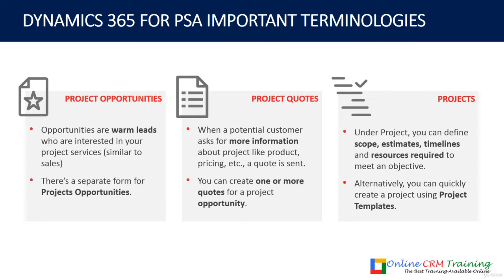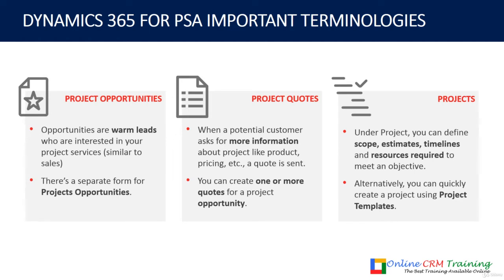The next one is projects. Under a project, you define the scope, estimates, timelines, and resources required to meet the objective. In this case, you define the scope of work. It means you define the schedule, which is also called the work breakdown structure, which has all the tasks that you will perform in executing the project, and also how much time it is going to take for each task and who will be the resource working on that particular task, right? That's something you define in a project, and of course the project is undertaken to meet certain objectives, right?